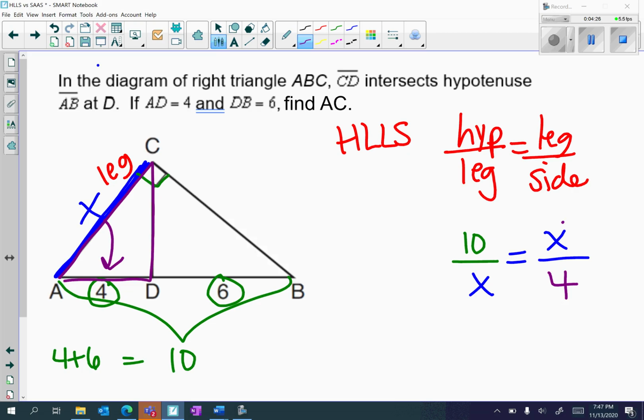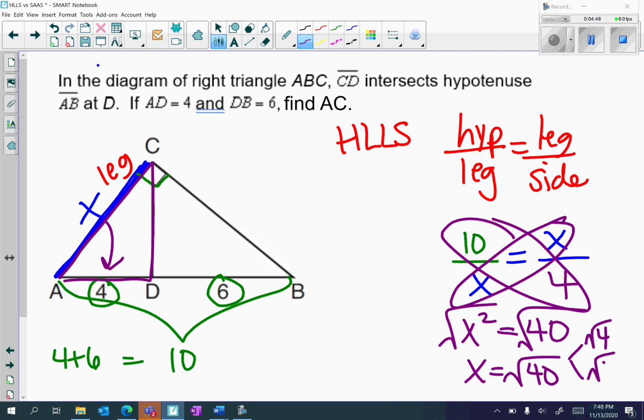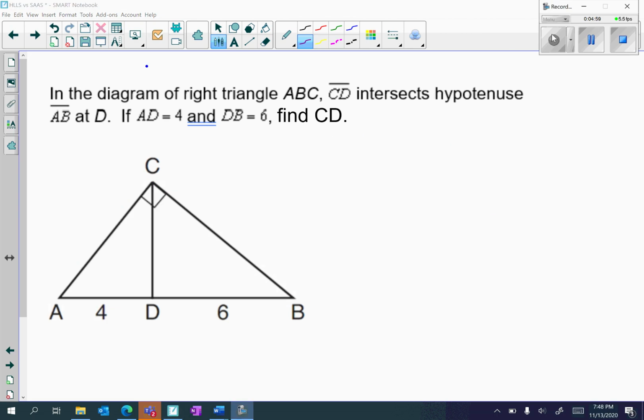Cross multiply, X times X is X squared, is equal to 10 times 4, which is 40. Take the square root of both sides. I get X is equal to radical 40. This can be simplified as radical 4 times radical 10, which is really 2 radical 10. Let's look at the next question.